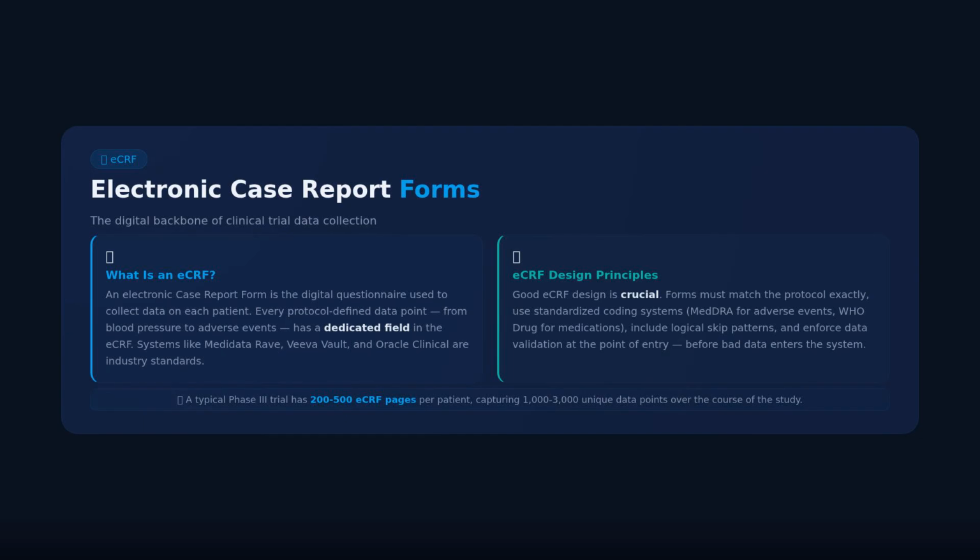Electronic case report forms (eCRFs) are the digital backbone of data collection. Every protocol-defined data point has a dedicated field. Systems like Metadata Rave and Oracle Clinical are industry standards. Good eCRF design is crucial. Forms must use standardized coding systems like MedDRA for adverse events and include logical skip patterns. A typical Phase 3 trial has 200 to 500 eCRF pages per patient, capturing 1,000 to 3,000 unique data points.